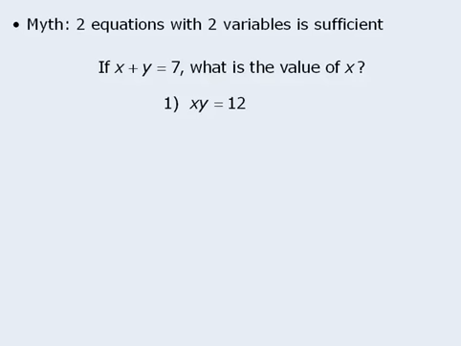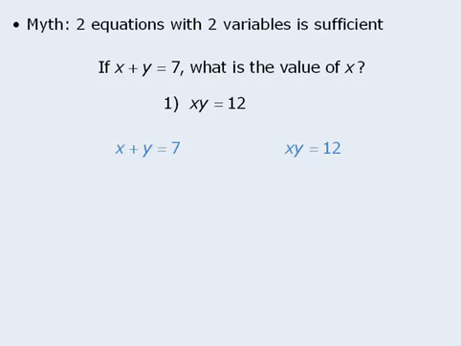In this question, we want to find the value of x. We are given one equation with two variables, and statement 1 provides a second equation with two variables. In this case, the two equations both have two variables, and they are not identical. However, when we combine them, we still do not have enough information to solve for x and for y.